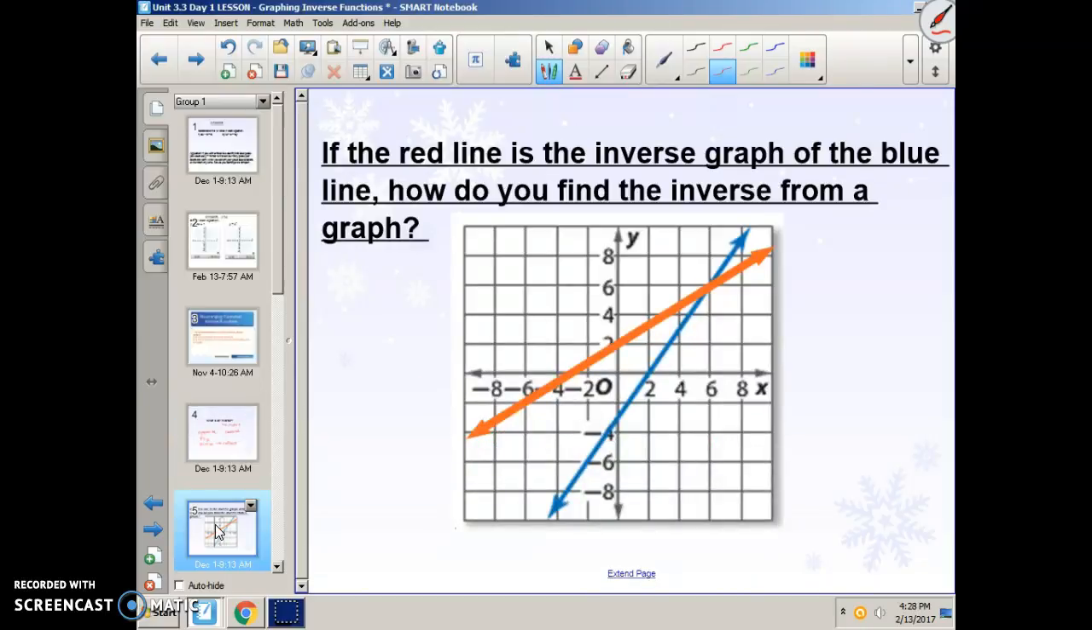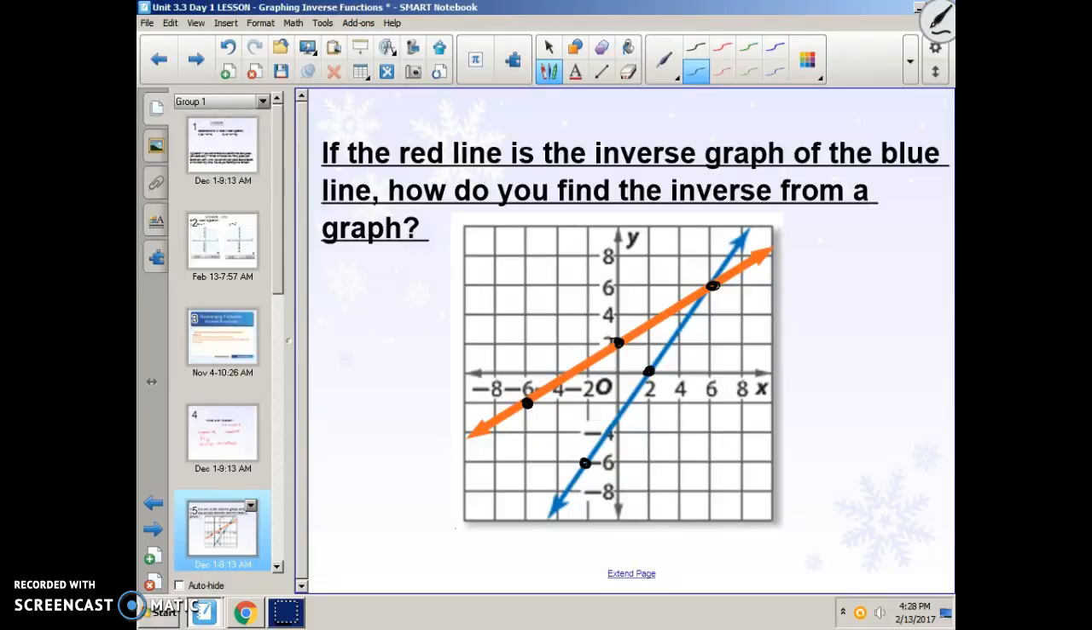All right, so it says if the red line is the inverse of the blue line, how do you find the inverse? All right, so in class we talked about making sure you pay attention to those points because they tell you a lot about your graph. So if you need to, make those points really bold on your picture so that they're obvious. It's kind of hard to tell with my picture.